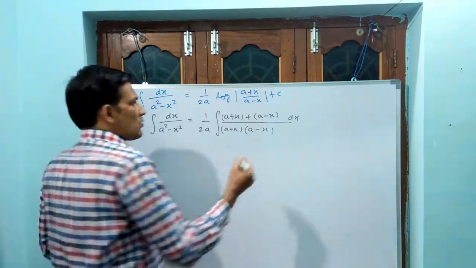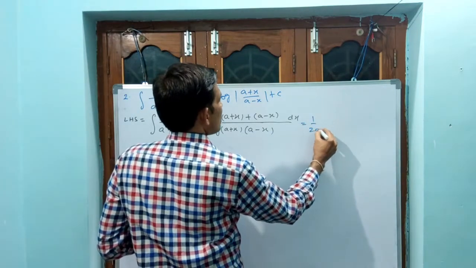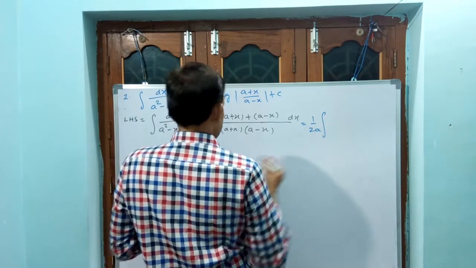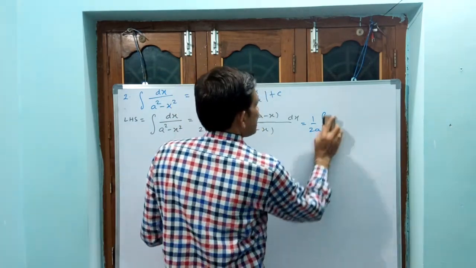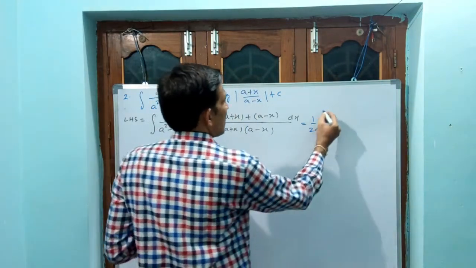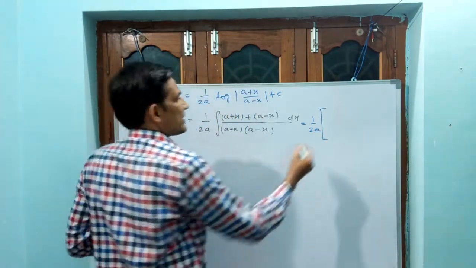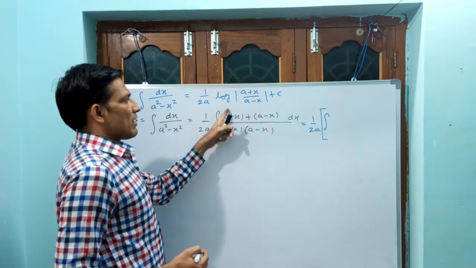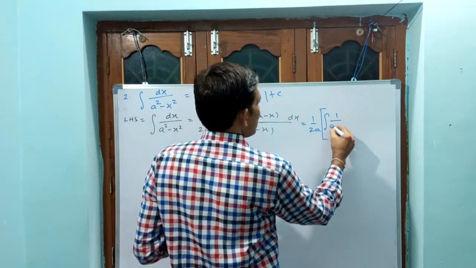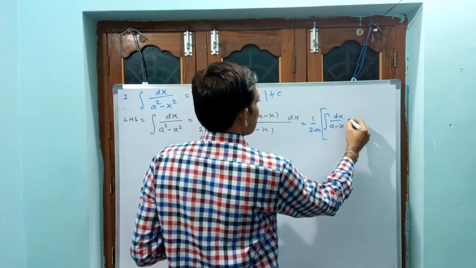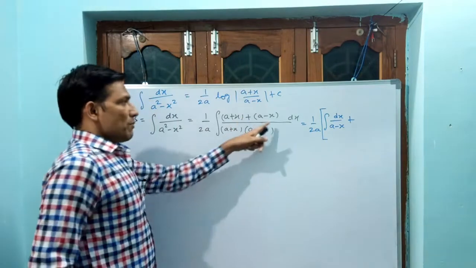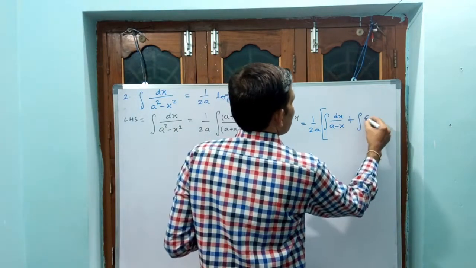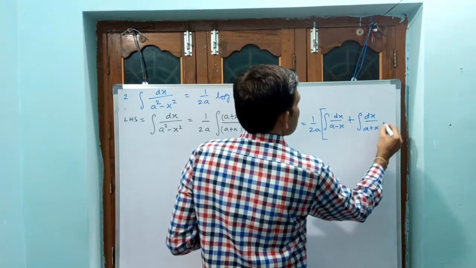Now you can write directly 1 by 2a, and I am putting a bracket, integral. First, a plus x is going to get cancelled, so 1 by a minus x, dx. Plus, a minus x is going to get cancelled, so dx by a plus x, integral dx by a plus x.